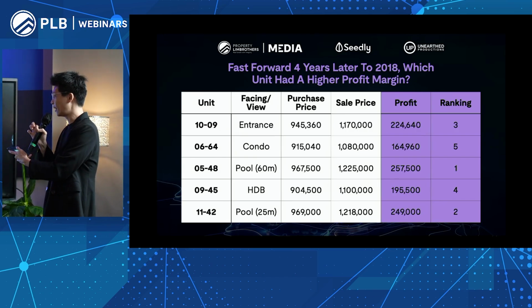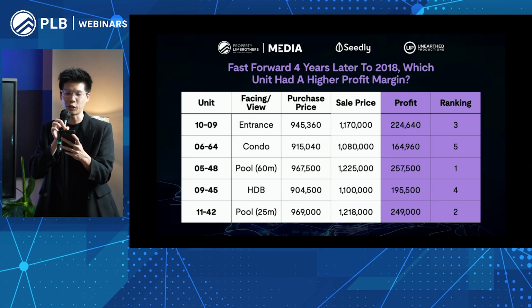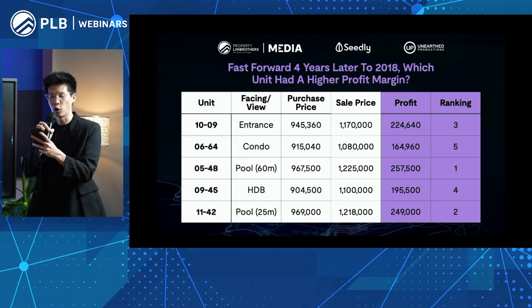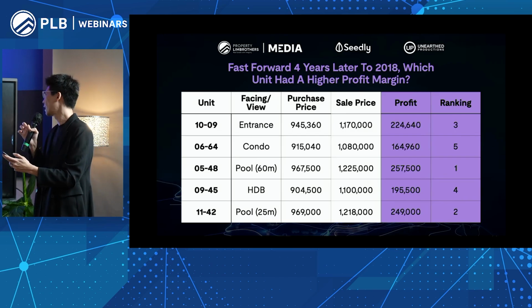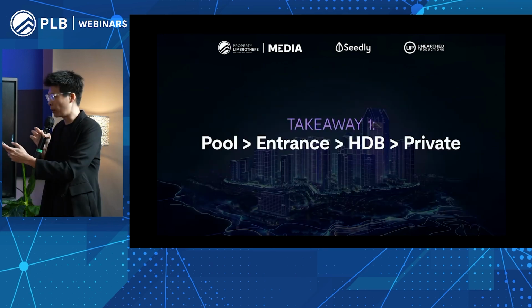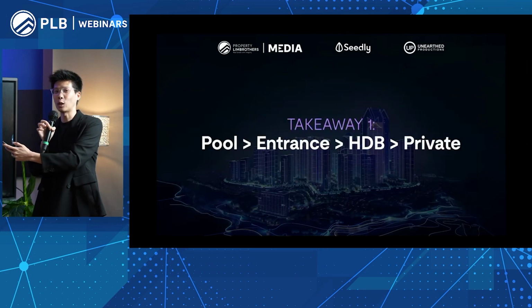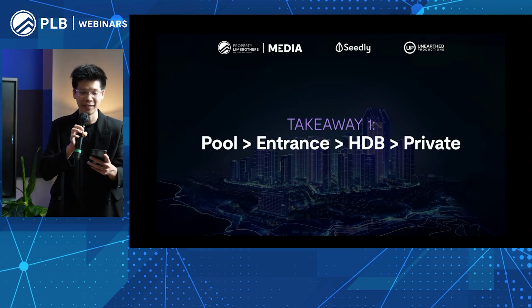So of course over here in this scenario, the pool facing 60-meter distance actually has the best profitability, followed by the other shorter distance pool facing, and then followed by the entrance facing unit, then HDB, as well as followed by condo. So this will be the sequencing if you want to be focusing on the different stacks to look at.